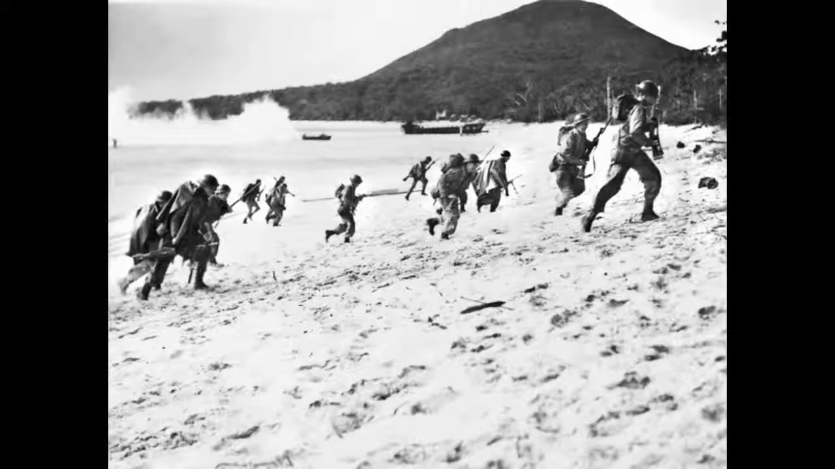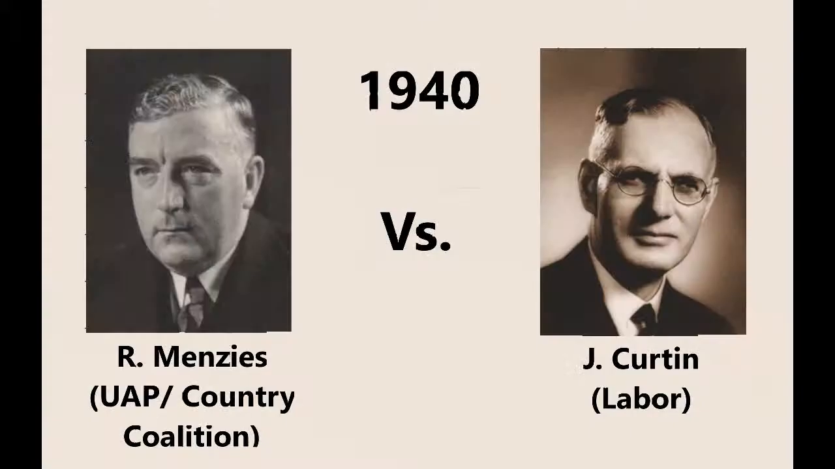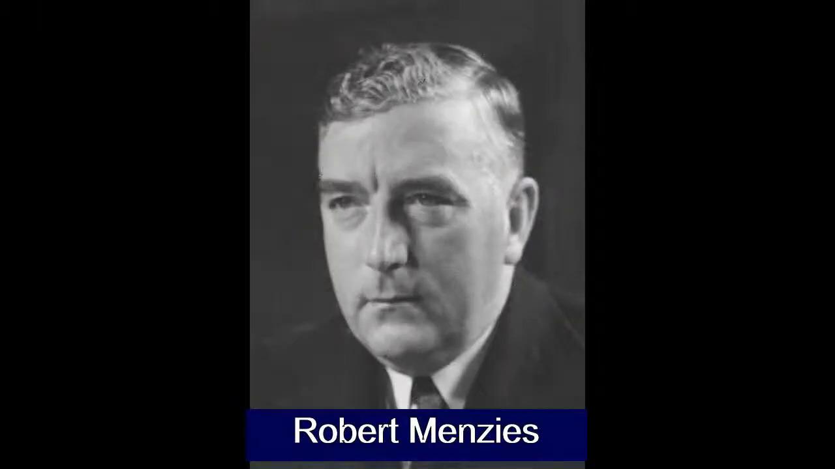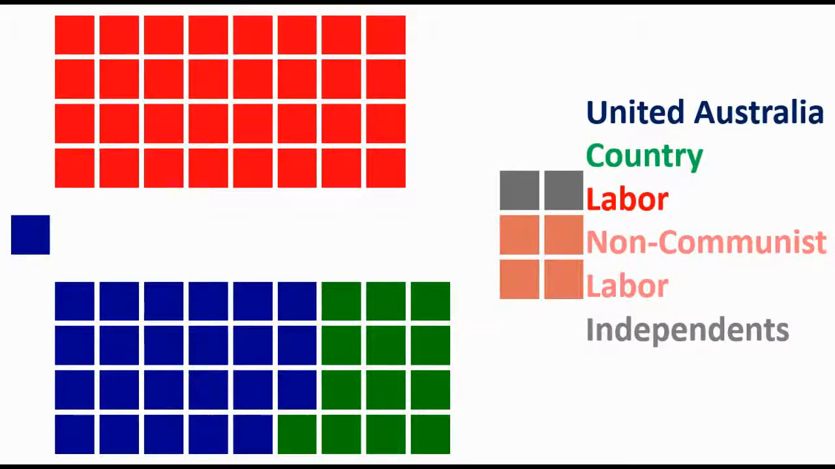World War II definitely brought out some of the strangest elections in Australian history. Let's begin our story from the last election in 1940. United Australia Party and coalition leader Robert Menzies had barely won government with the help of the two independent candidates, Arthur Coles and Alexander Wilson.